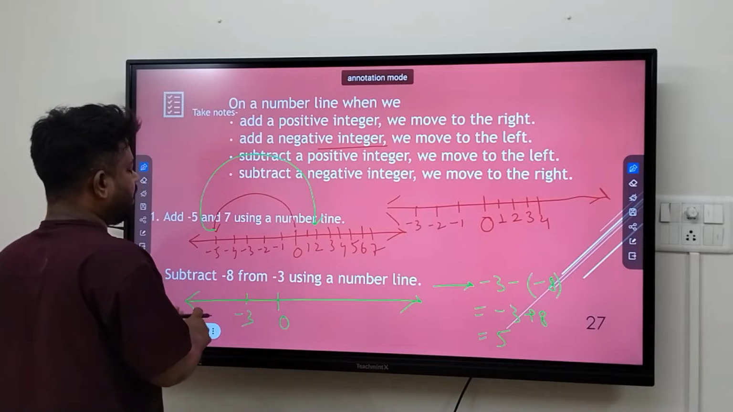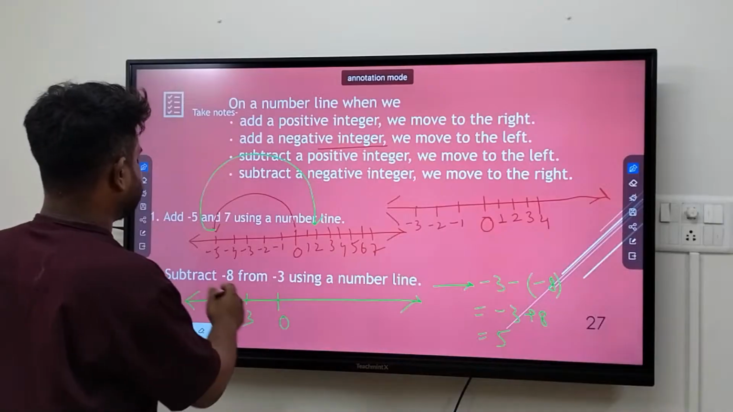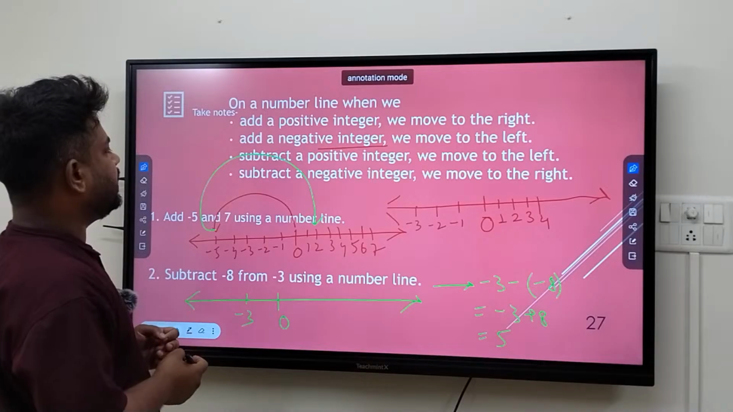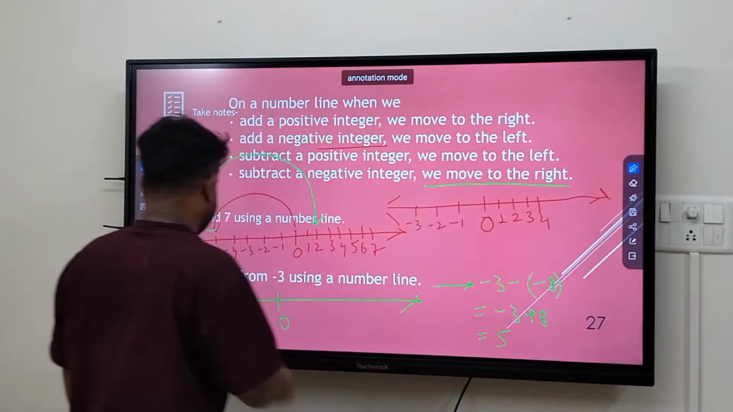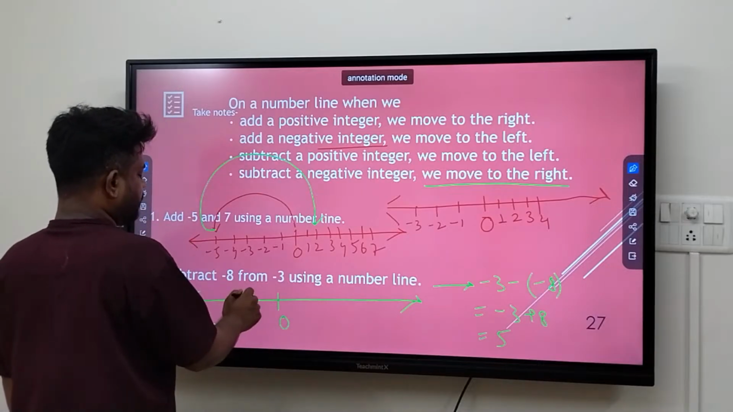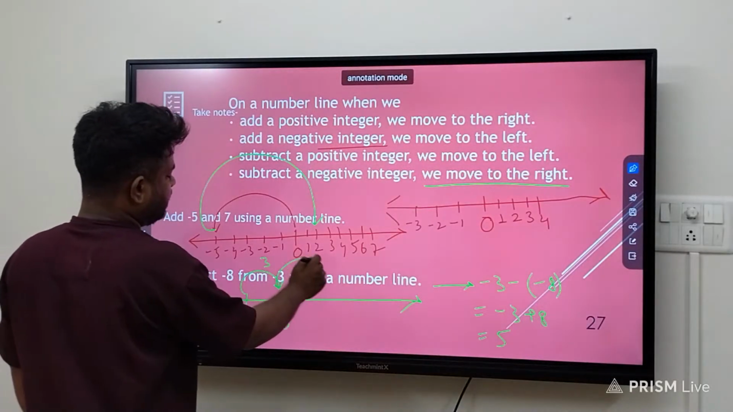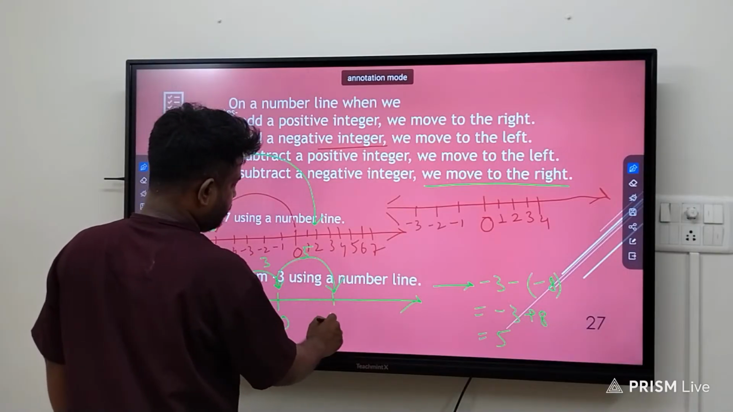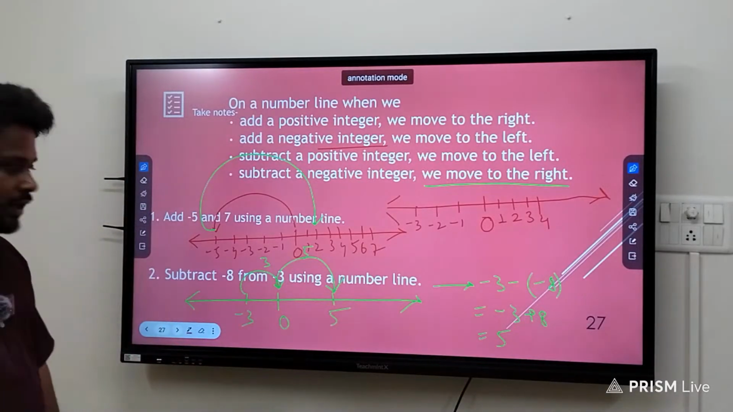Then we again have to go to the right side, because subtracting negative integers, we move to the right. We will follow this rule. So this one is 3 points, and to go to the 8, 3 is already done, and this will be 5, so we will stay at 5. Okay, done.